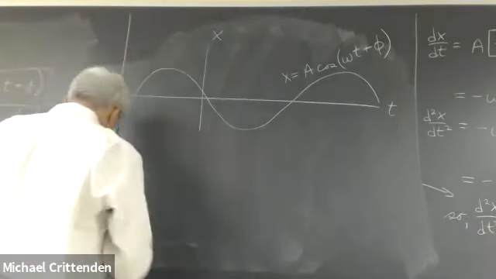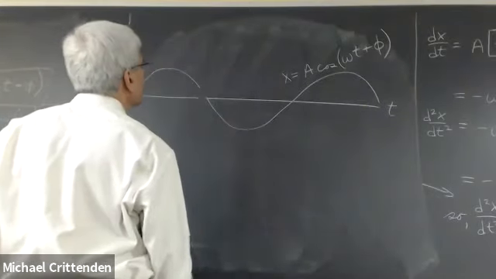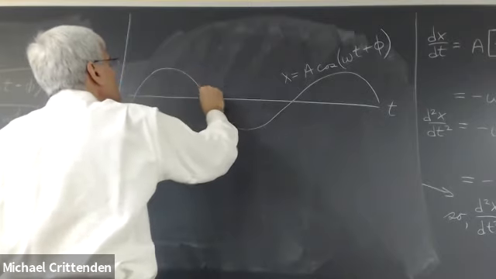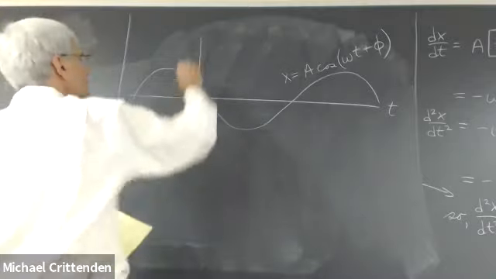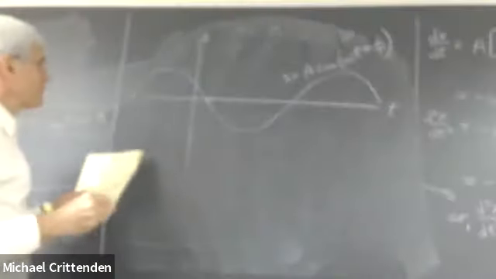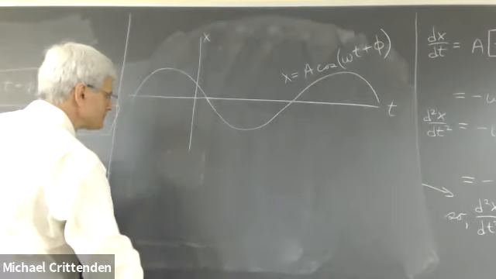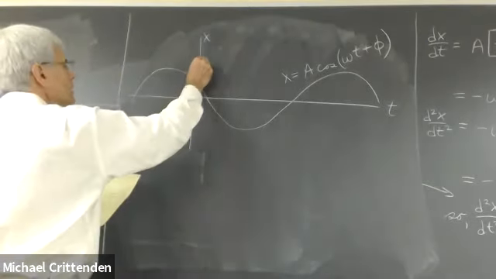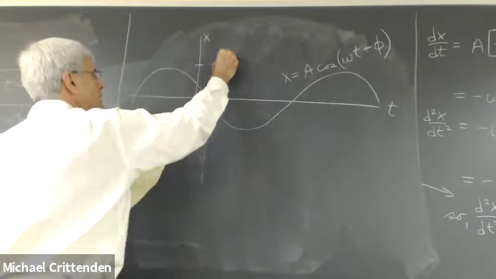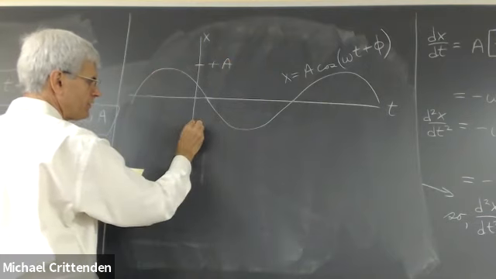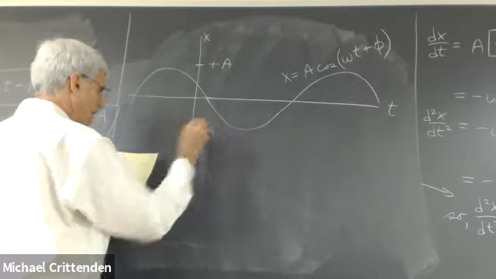Maybe actually, no, I should have drawn the x-axis afterwards. I like the way it looks a little better if I put it maybe about there. So, first of all, capital A for amplitude. The peaks line up with x equals plus A. The troughs line up with x equals minus A.